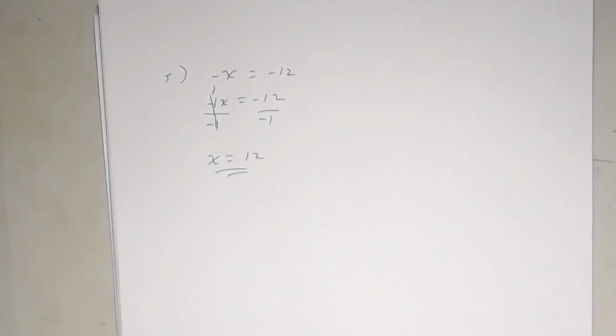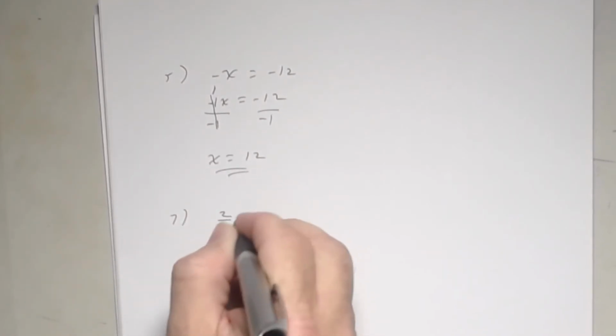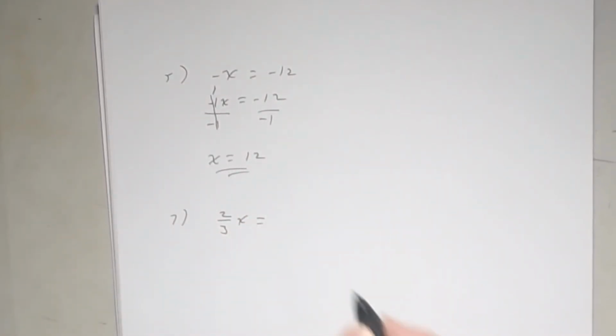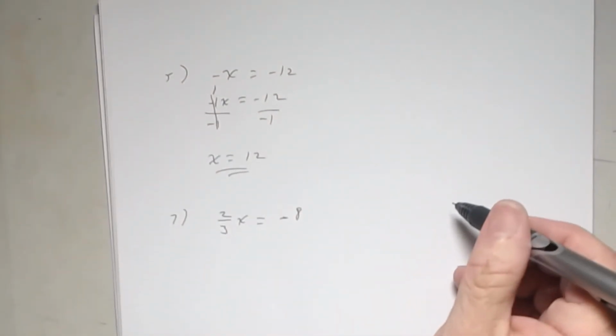Number 7: 2/3 x equals negative 8. There are a couple of ways you could do this one. Notice the coefficient is a fraction this time. If you think about it, what am I doing to x? Multiplying by 2/3. What's the opposite of multiplying by 2/3? Divide by 2/3. You learned last semester how to divide fractions.